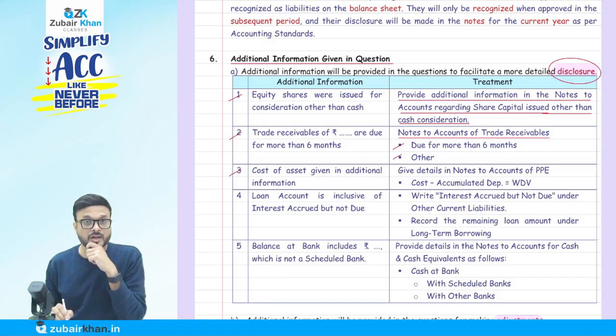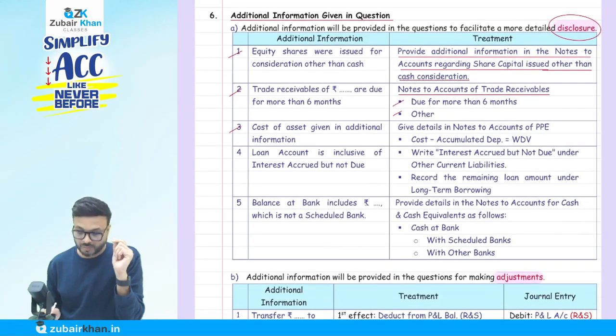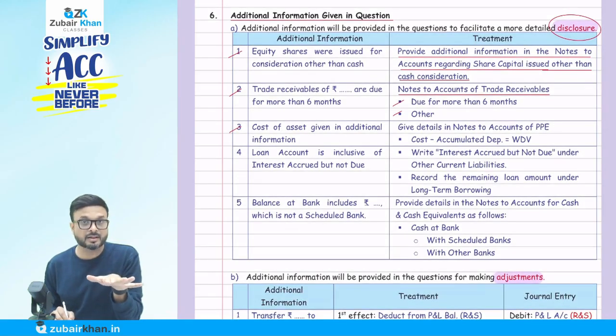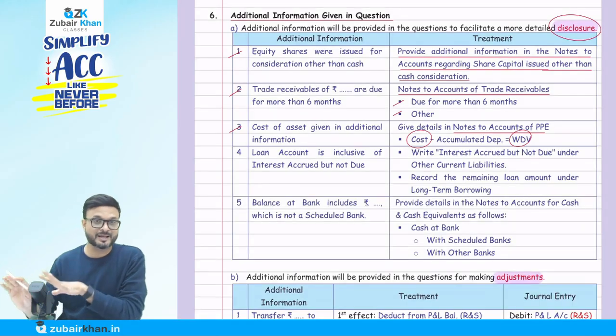Third, cost of asset given in additional information. We have discussed this, point number C was there. So they will give you the cost of the asset as additional information. We'll write it down in notes to account in PPE: how much is the cost, how much is the WDV, and accumulated depreciation as a balancing figure.